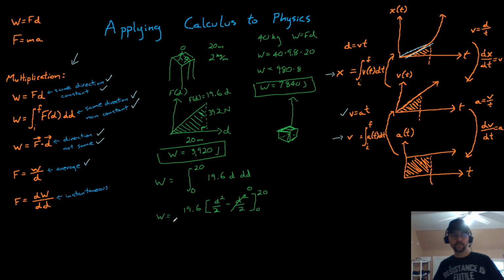which I should probably do on a calculator at this point. My brain's getting a little tired. So 1960 times 2 is 3,920. So work equals 3,920 joules. So you see we get the same answer.